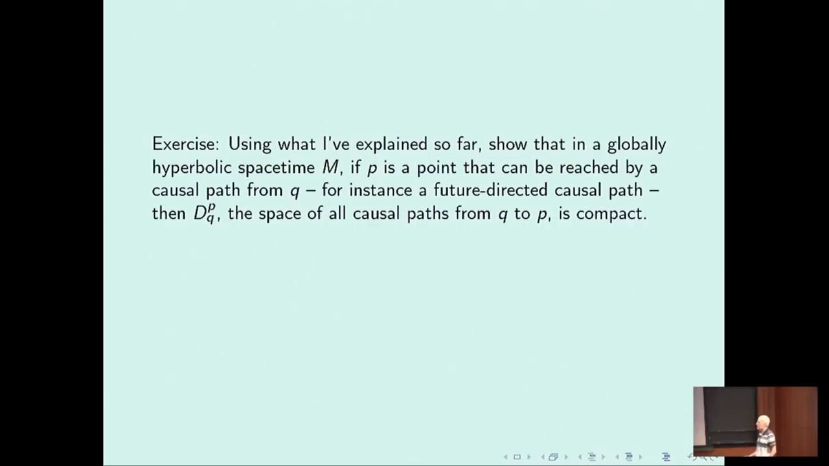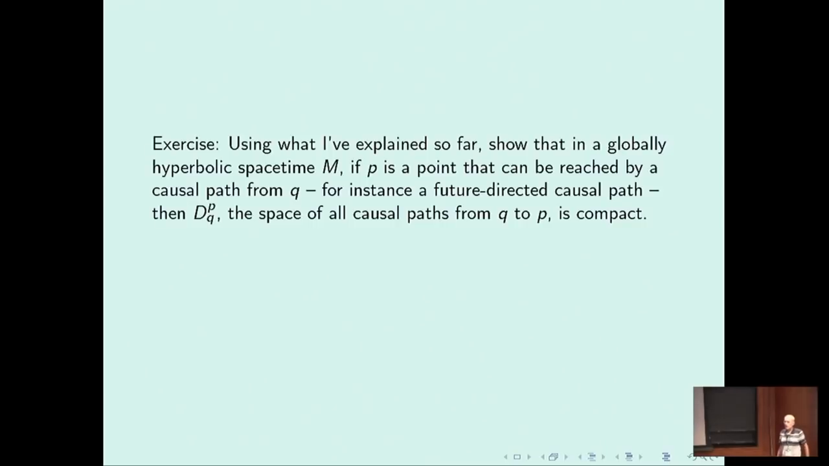Now here's an exercise, but it's a little harder than most of the exercises I've asked. Using what I've explained, show that in a globally hyperbolic spacetime, if P can be reached by a causal path from Q, then the space of all causal paths from Q to P is compact. If you want to do it, let me suggest that you take Q to be in the past of M. Sorry. Take Q to be in the past of C, the initial value surface.